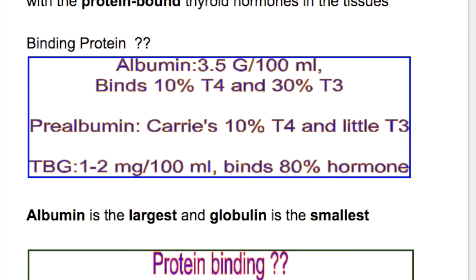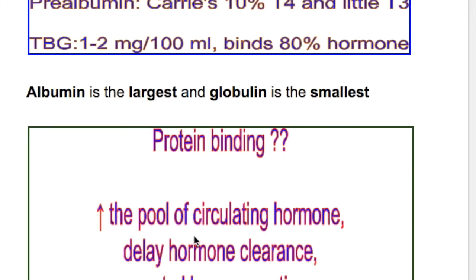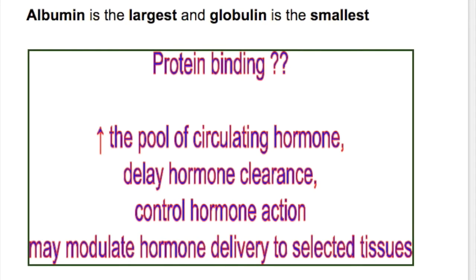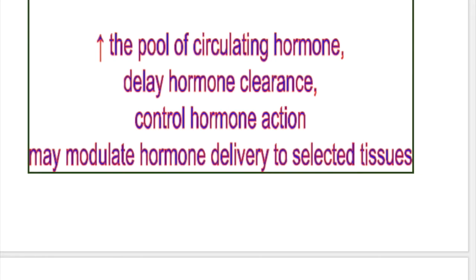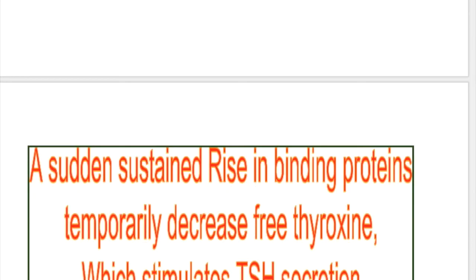So what are the effects or benefits of protein binding of thyroxine hormone? It increases the pool of circulating hormone, it delays the hormone clearance, it controls the hormone action, and may modulate hormone delivery to the selective tissue. A sudden rise in binding proteins temporarily decreases free thyroxine, which stimulates TSH secretion.